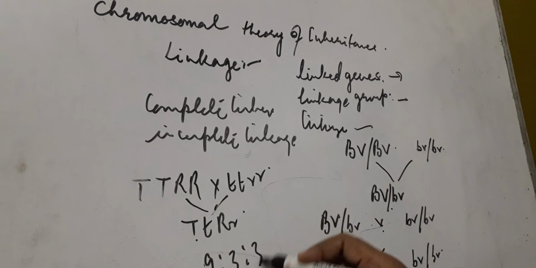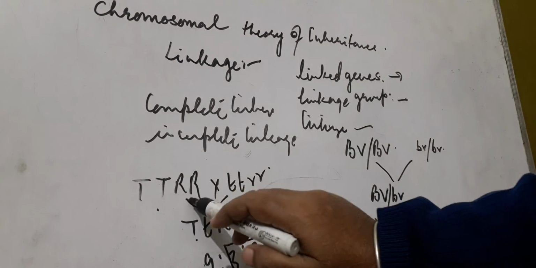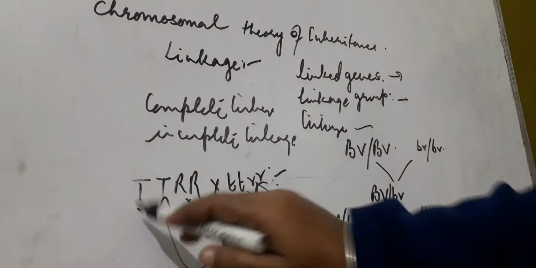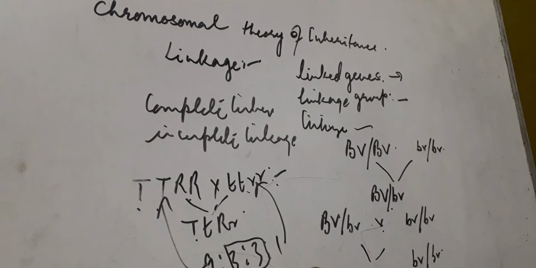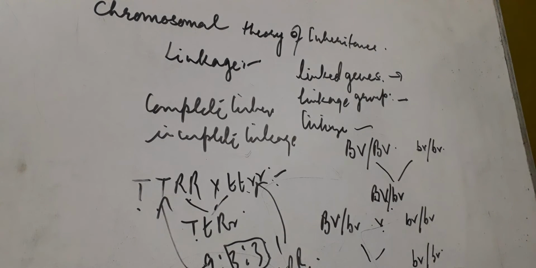the ratio formed is 9:3:3:1. So these two are new combinations. The parental combination is tall red and dwarf white. This is recessive, this is dominant. But the two new combinations are tall white and dwarf red. It means tallness and redness are independent, they are not linked together. Otherwise, if they were linked together, where there is tallness there should be redness, as here gray body with long wing. So this is incomplete linkage.